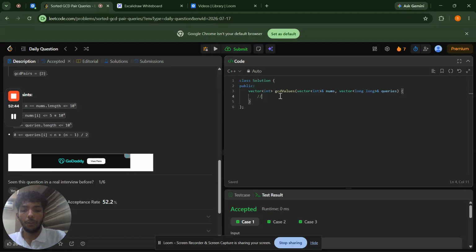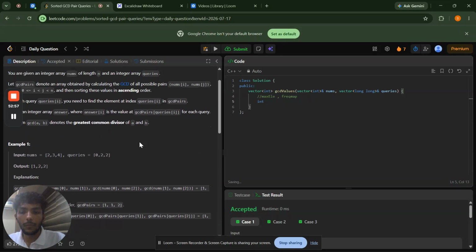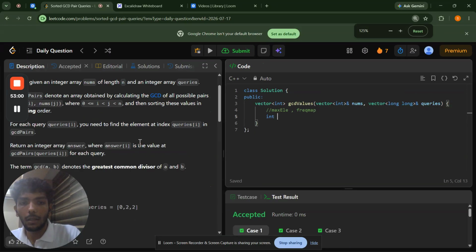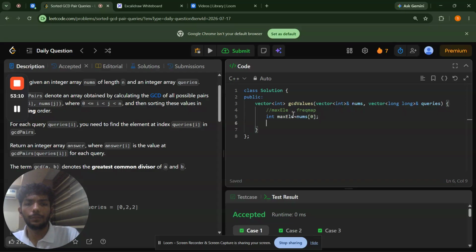Okay, what we need to do is find the max element and the frequency map. Since the given nums is integer, a max element would also be an integer. As of now, let it be nums of i. And a frequency map is freqMap.